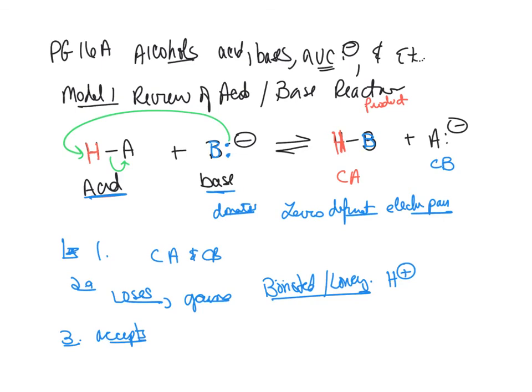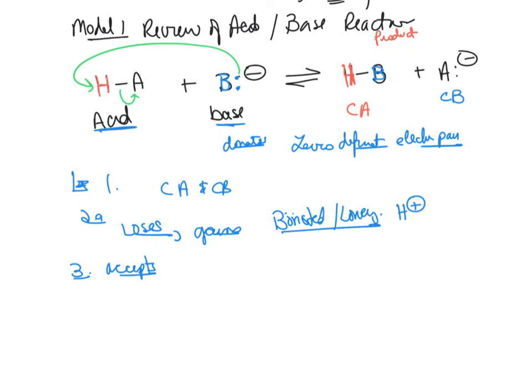Okay, C. Predict the products in the following acid-base reaction. Label each as acid, base, conjugate acid, conjugate base, and do the electron pair movement. Okay, so now we're going to actually use real reagents here. So we're going to do the HBr plus OH.